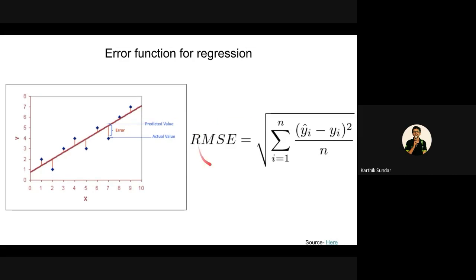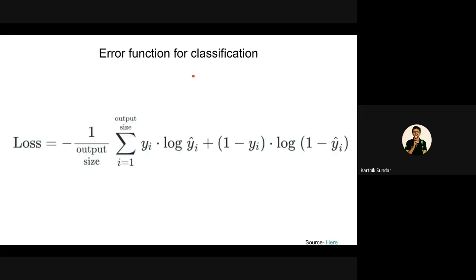So that is called RMSE. This is the error function for regression. The same thing for classification is called the cross entropy loss. So I'll just give one small intuition why this can be useful.